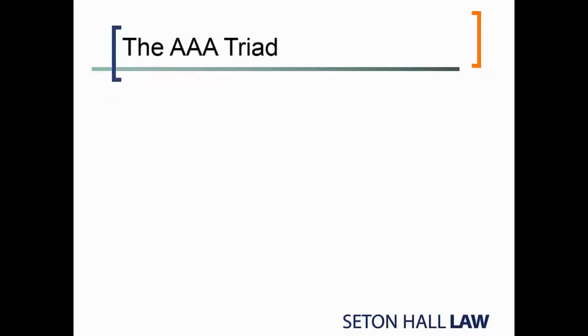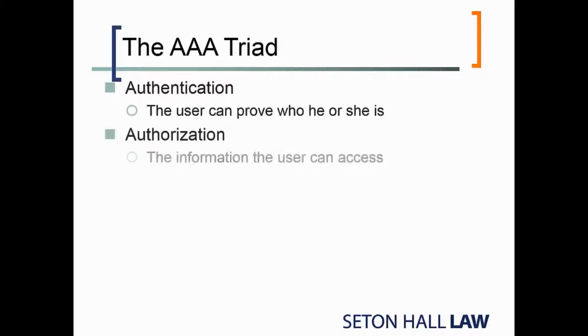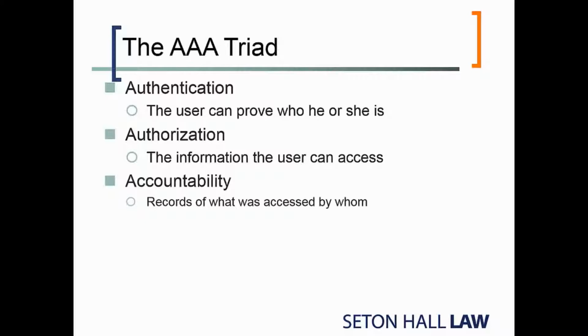All right, we also talk about the AAA Triad. Here, we're talking about authentication, authorization, and accountability. Authentication: the user can prove who he or she is. Authorization is the level of authority, the level of information that the user can access. And accountability means that there's some record of what was accessed and by whom. So you can see how these things kind of go together, and I think you can get at least the beginning of a sense of how they relate to the CIA Triad. I'm going to show you one more triad, and then I'll show you how the three triads actually work together.